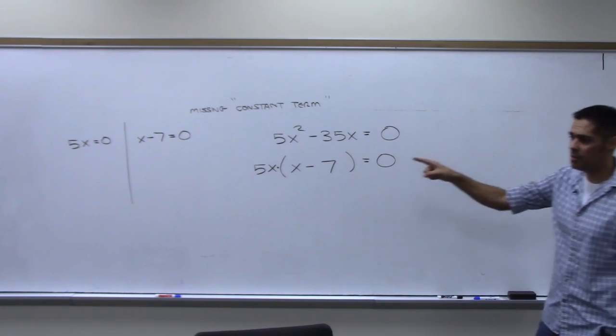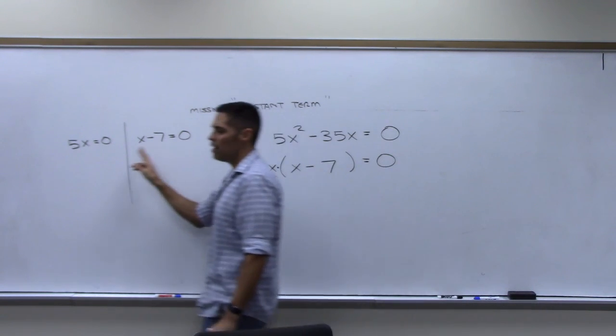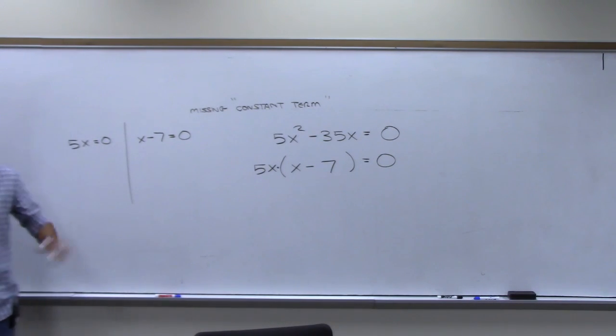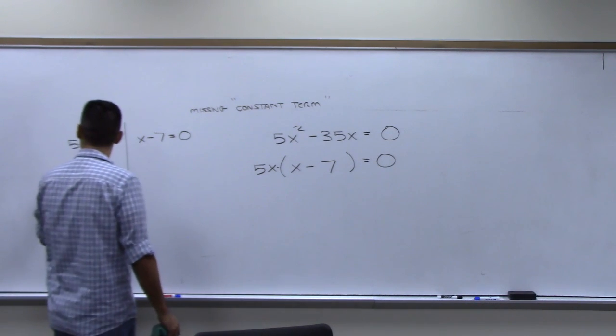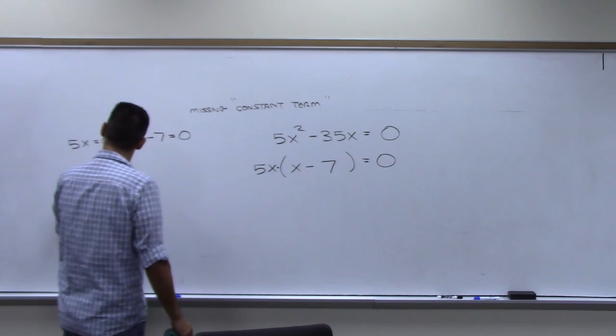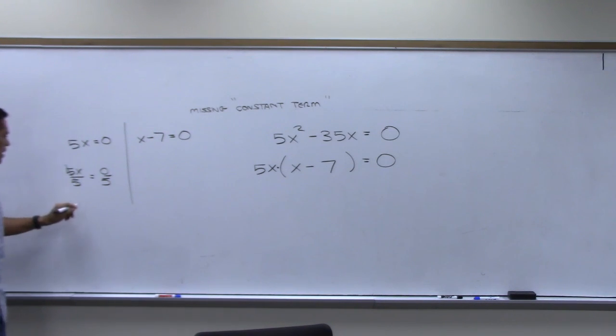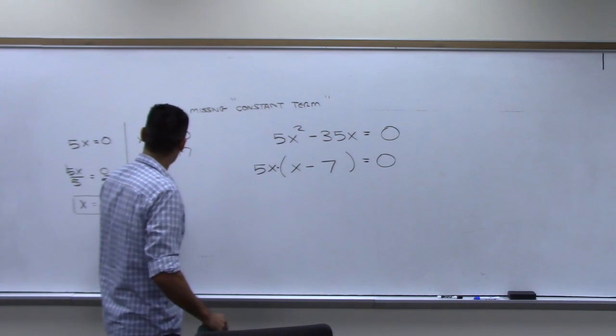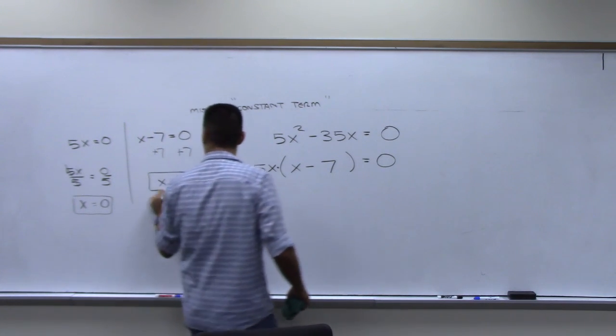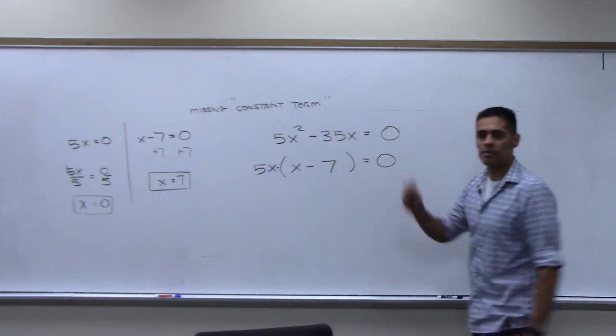And we solve each of these equations. Each of these is a linear equation, and we've done these before, haven't we? How would you solve that for x? Divide both sides by 5. Good. And you get x is what? 0. Okay, so x is 0. And then over here to solve for x, you just add 7 to both sides. Get x is 7. There are two answers.